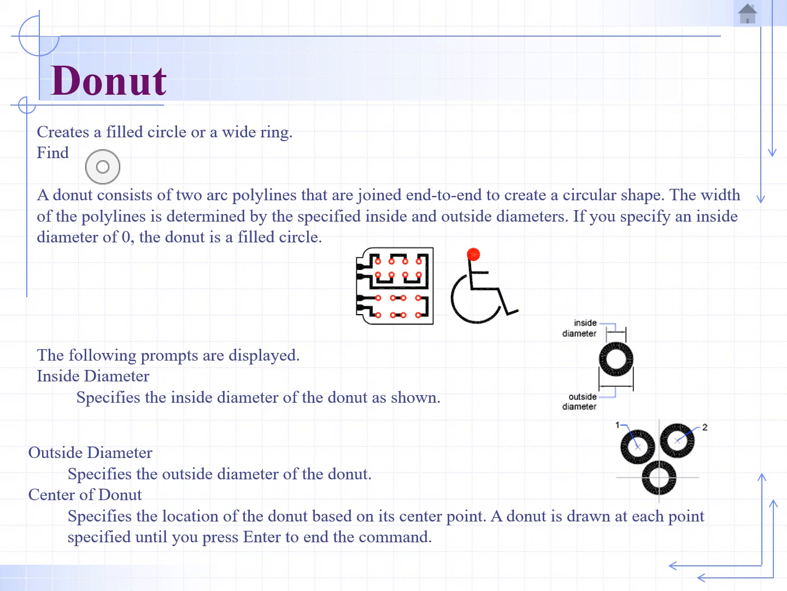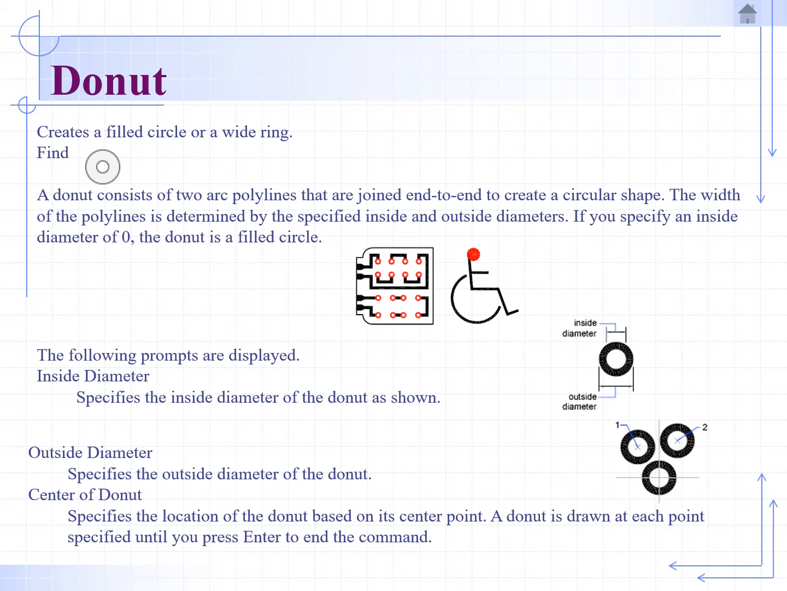A donut creates a filled circle or a wide ring, so basically just a donut. A donut consists of 2 arc polylines that are joined end to end to create a circular shape. The width of the polylines is determined by the specified inside and outside diameters. If you specify an inside diameter of 0, the donut is a filled circle.